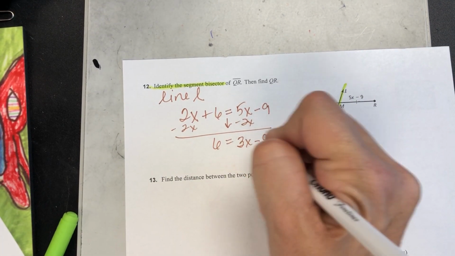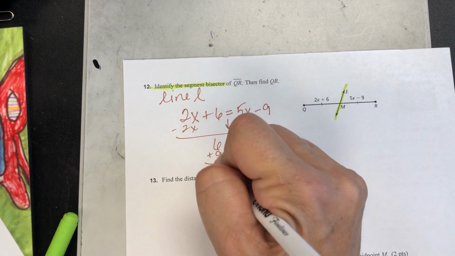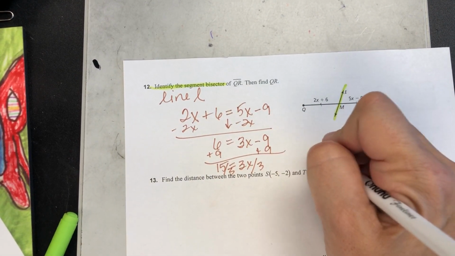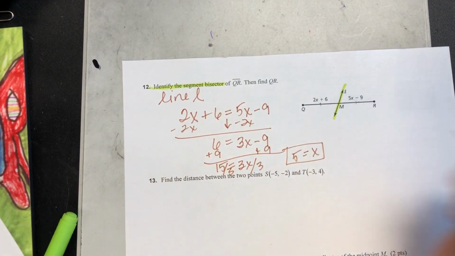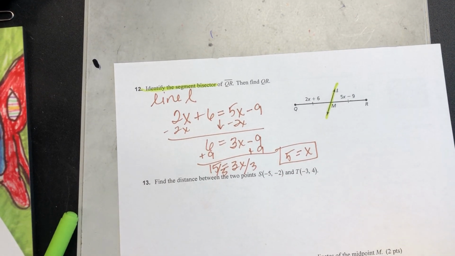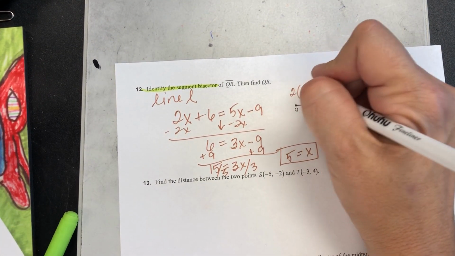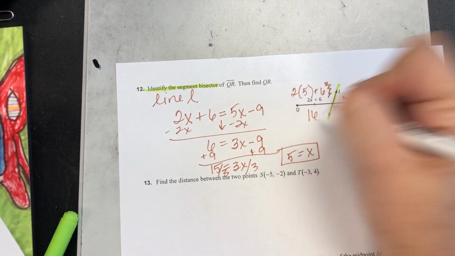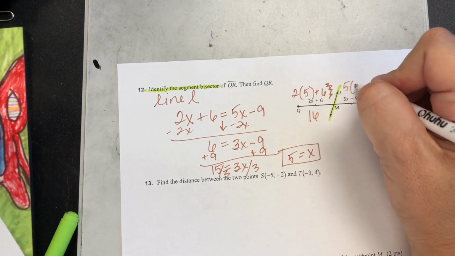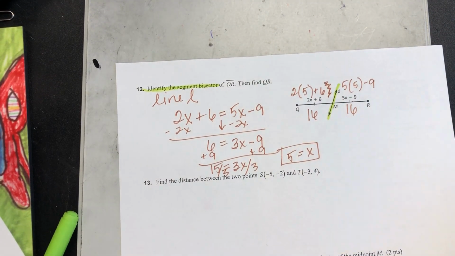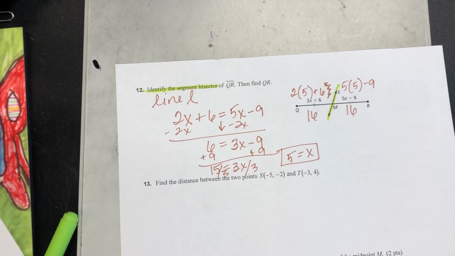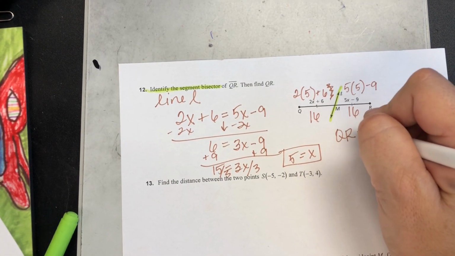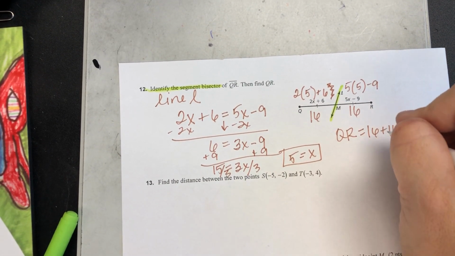I'm going to add 9 to both sides next. 15 is 3 x's. When I divide by 3, I find out that x is 5. I just can't stop there. I've got to go back in now. 2 times 5 plus 6, that's going to be 16. 5 times 5 minus 9, that's going to be 16. If you did your x right, they should wind up being the same value on either side. So then how long is the whole length of QR? 32. You got it.